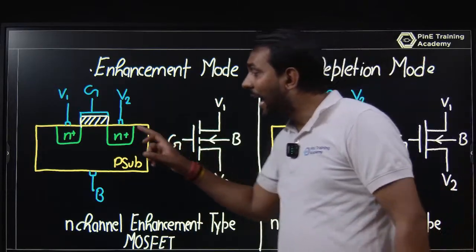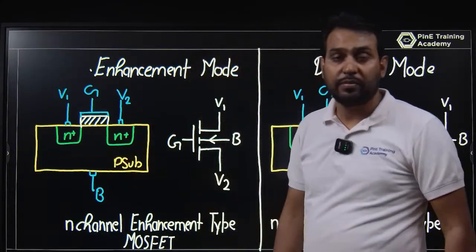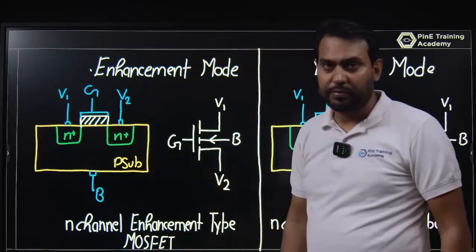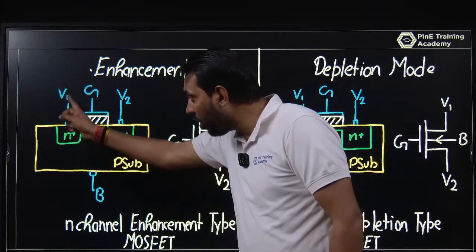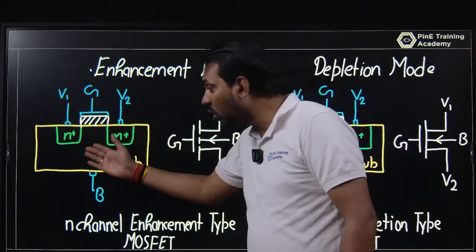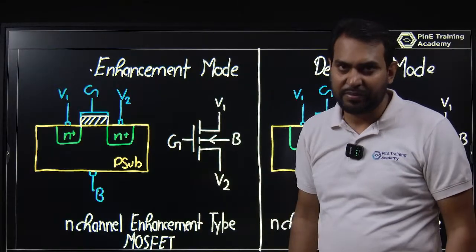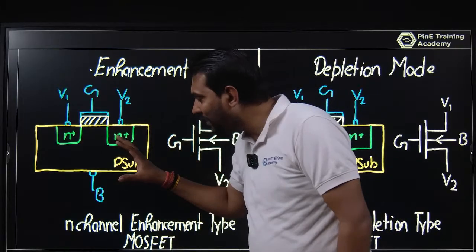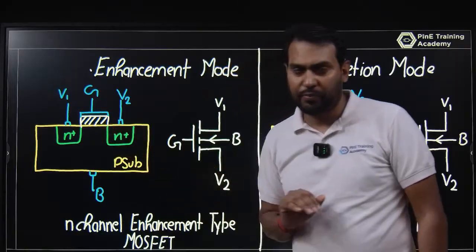Okay, and the N plus and N plus are not connected to each other, which means there is no channel to form that current. Current is always possible from V1 to V2 or V2 to V1. If the current flows through the body, that is called leakage current, that is unwanted current. So whenever you have an enhancement mode type, it represents that there is no channel.